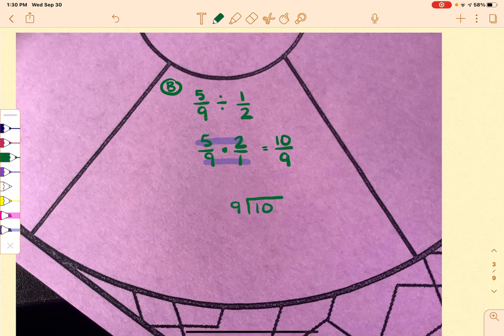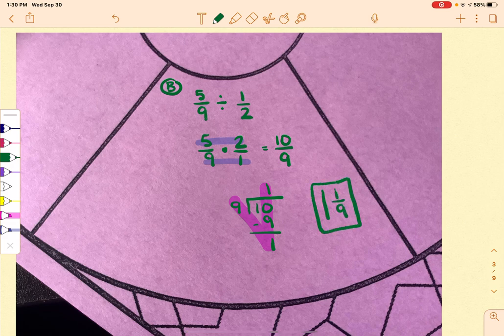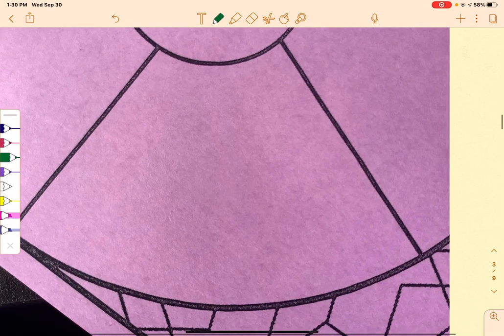So 9 would go into 10 once and would have 1 left over. So it's going to be 1 1/9. Okay, remember, if you need to pause as we go in order to have access to getting everything on your paper, feel free. Okay, here's the next one.